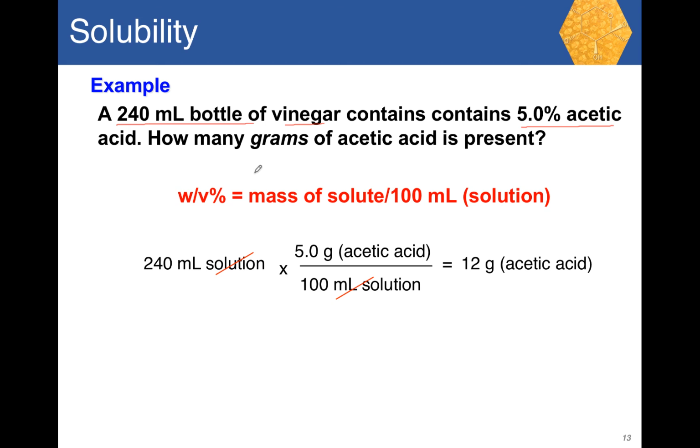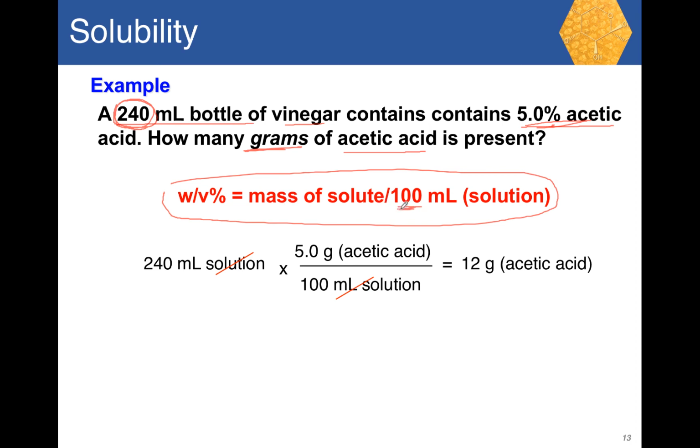So in this case, just imagine here you have a 240 milliliter bottle of vinegar, and it's labeled as 5%. The question is, how many grams of that solute is present? Here the solute is acetic acid. Conversion factor is right here. Weight, volume, percent is equal to the mass of solute over 100 milliliter of solution. Notice solution. So you just set this up.